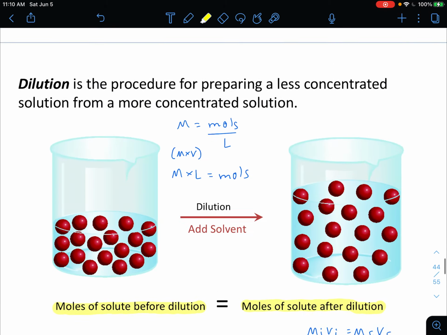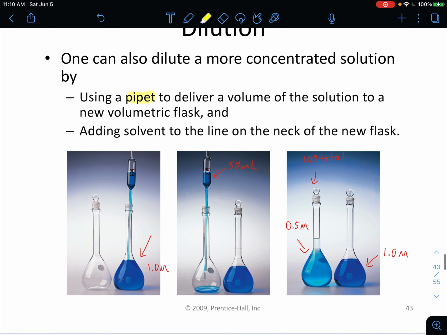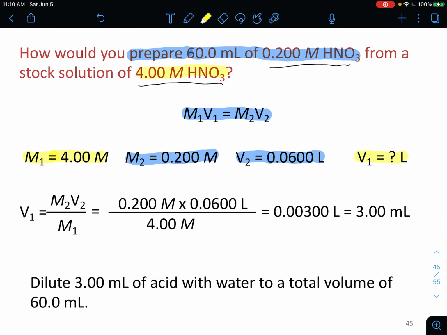So let me go back for a second, right? Basically what we're trying to solve for is how much I'm going to take from the stock bottle and transfer into the new container. And that's V1. So if M1V1 equals M2V2, if we solve for V1, I'm just going to divide both sides by M1, so I get V1 equals M2V2 over M1. And so that's what I'm going to set up.